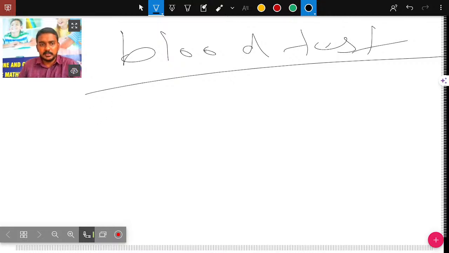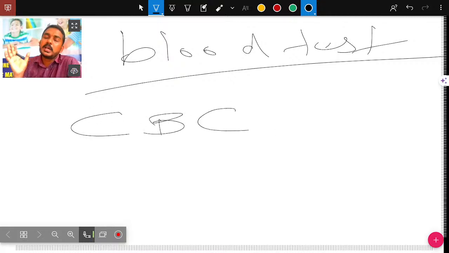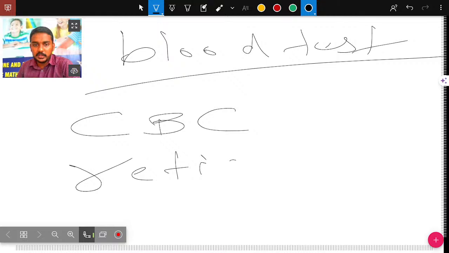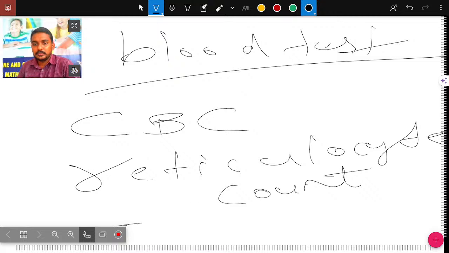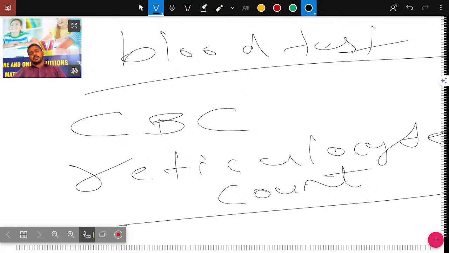First one, CBC, complete blood count, includes RBC count, WBC count, platelet count, etc. Then you can say reticulocyte count. So here comes the question: what is reticulocyte?